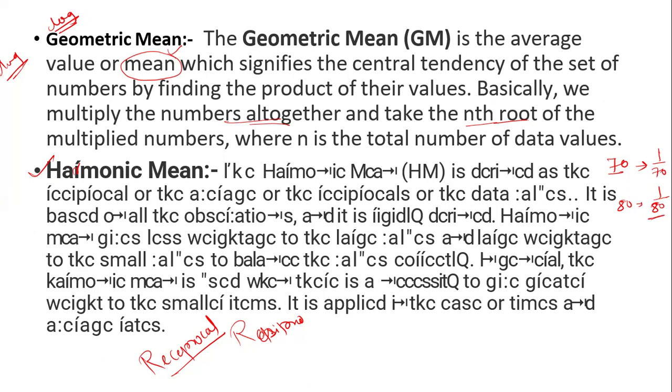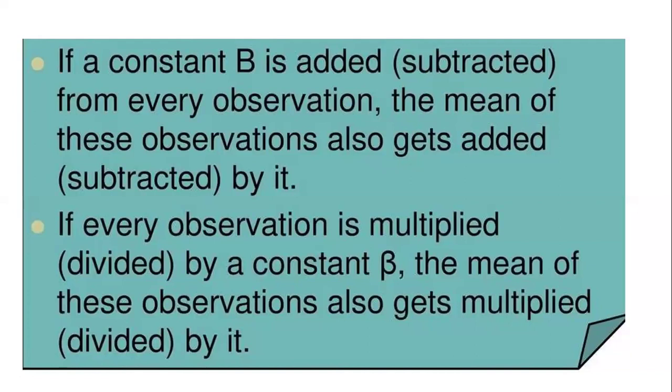Now, if a constant B is added to or subtracted from every observation, the mean of these observations will also get added or subtracted by it. There is also a condition: if every observation is multiplied or divided by the constant B, then the mean of these observations also gets multiplied or divided by it. So this shows the relationship of the mean with its observations.